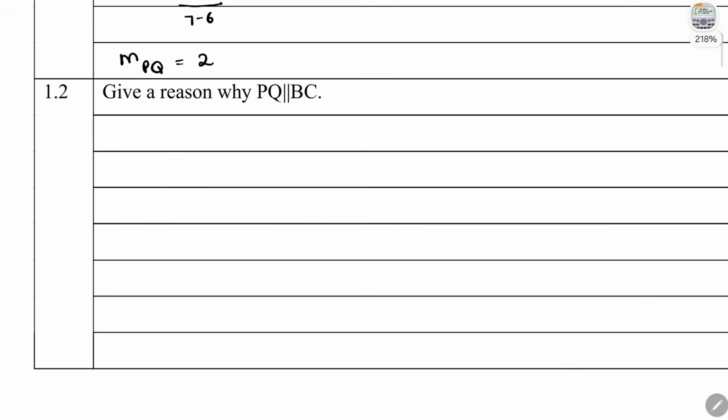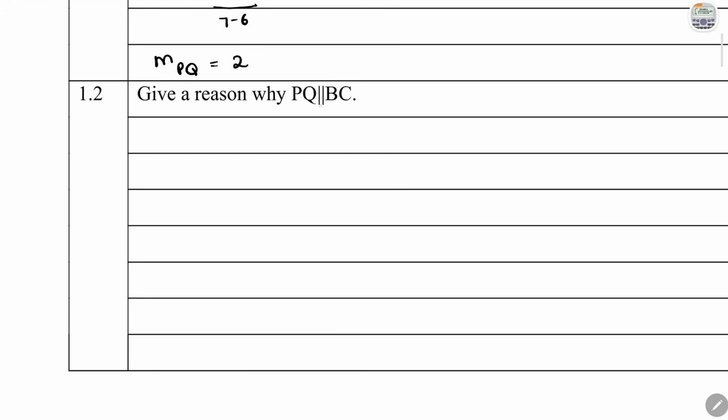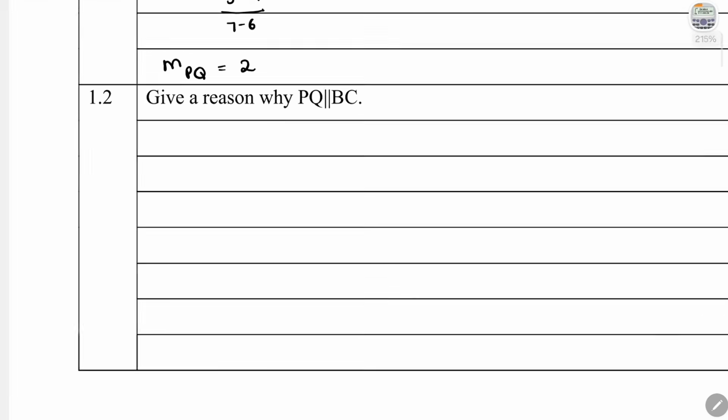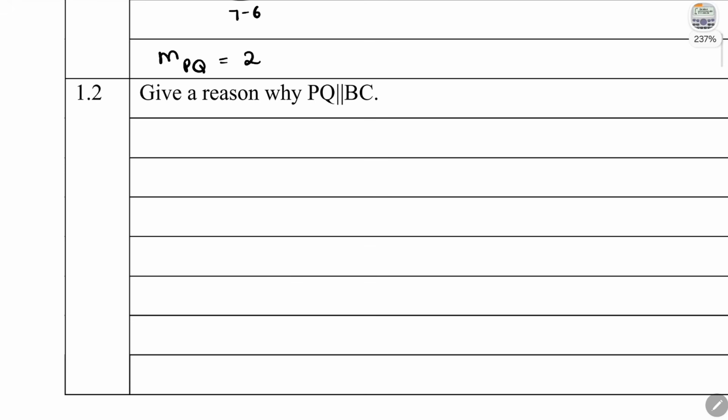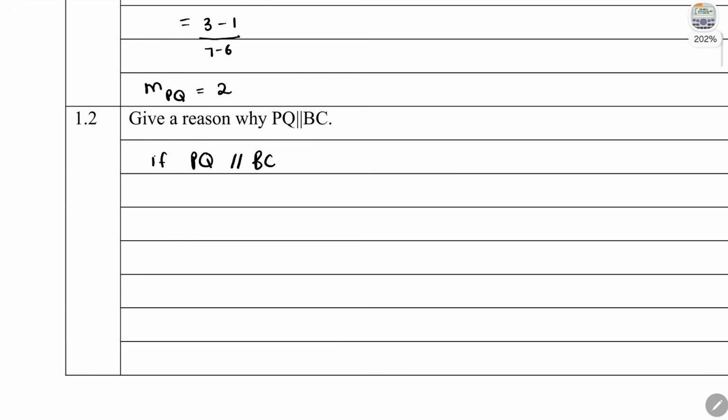Question 1.2 says, give a reason why PQ is parallel to BC. Okay, what do we know about parallel lines? If PQ is parallel to BC, then it just means that their gradients are the same because they are sloped or slanted in the same way. So if we can just show that the gradient of PQ is equal to the gradient of BC, then yes, they are parallel.